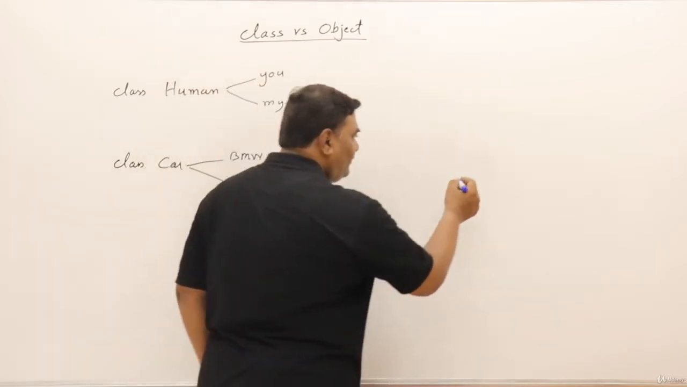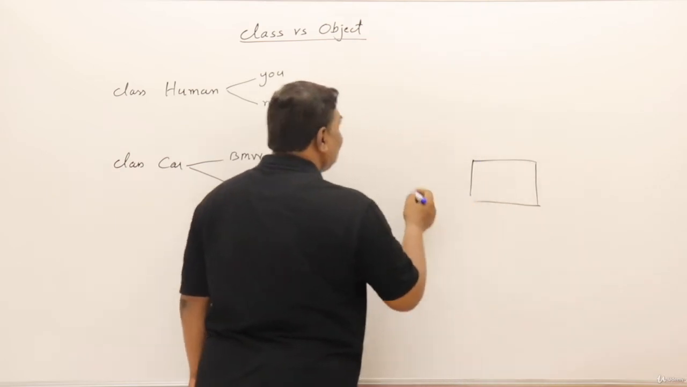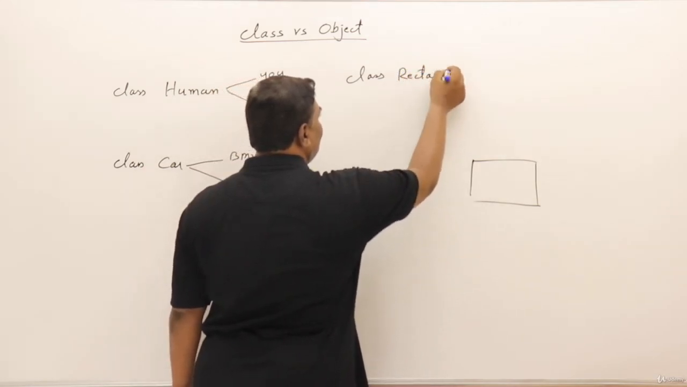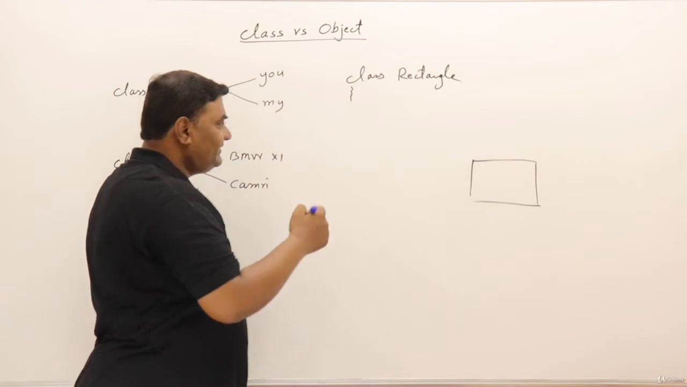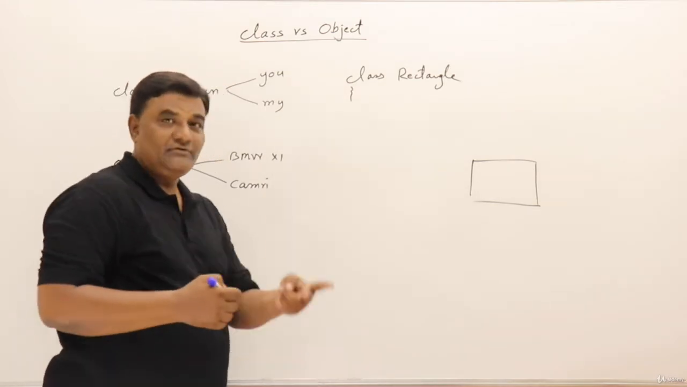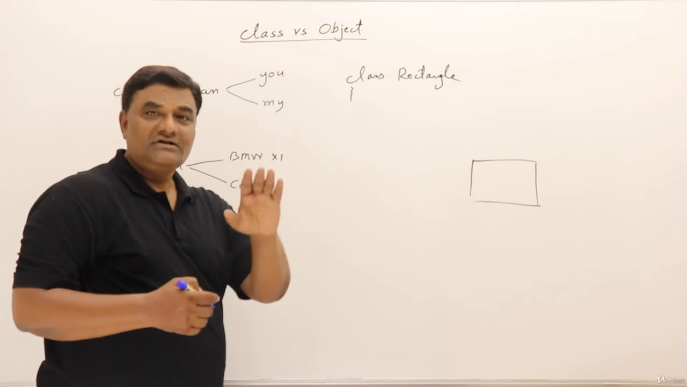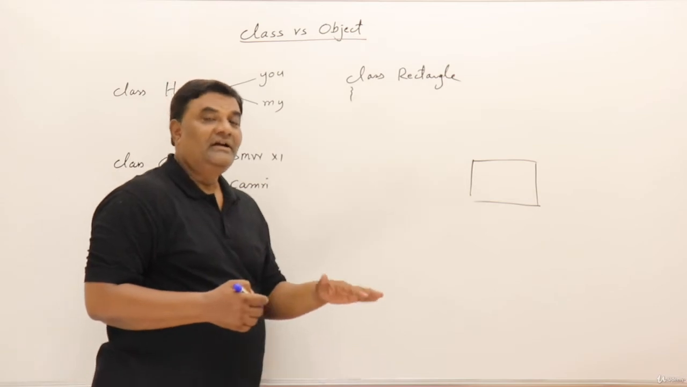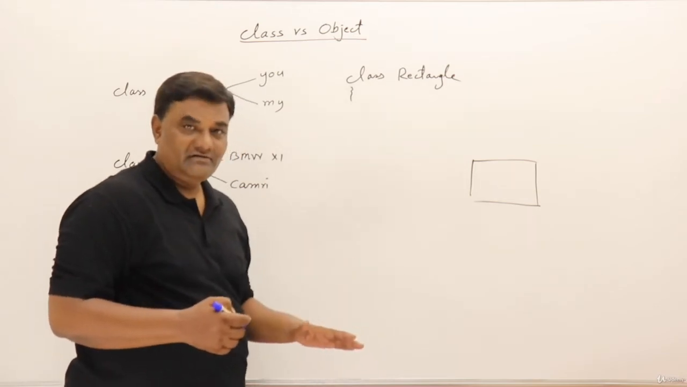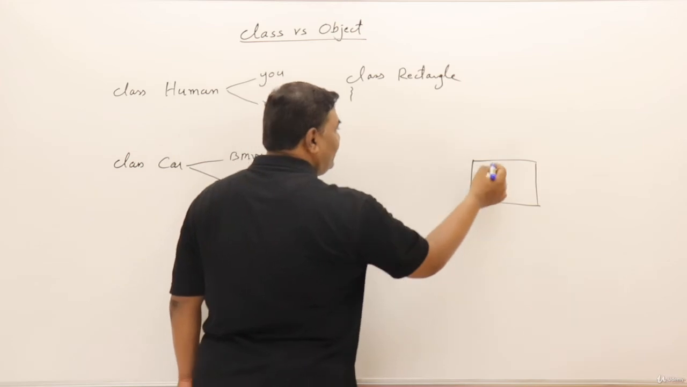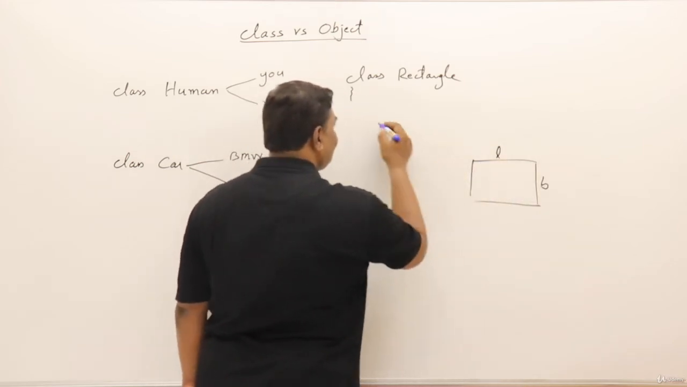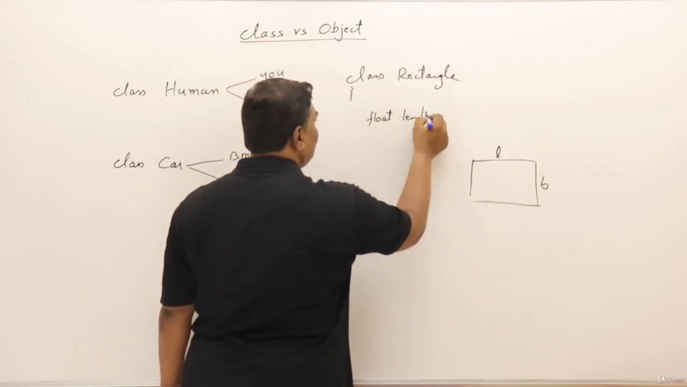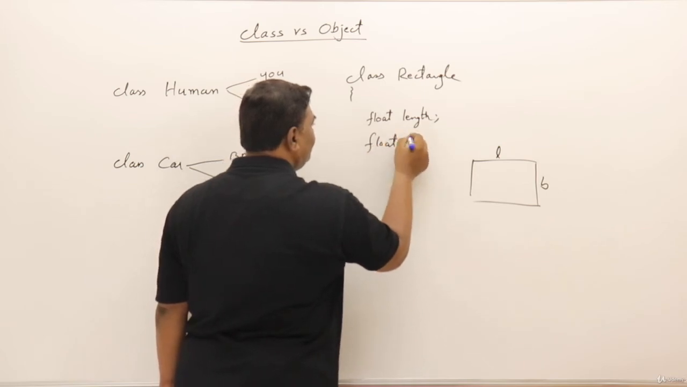Suppose I want to have a class for rectangle, then I will say rectangle class. Then what will it contain? As we are related to computation, and computation needs data, we'll have only two things: data and functions. So our class will contain data and functions. Data is called property and function is called behavior. So what is the data required for a rectangle? A rectangle will have length and breadth. So we will have data: float length and float breadth.